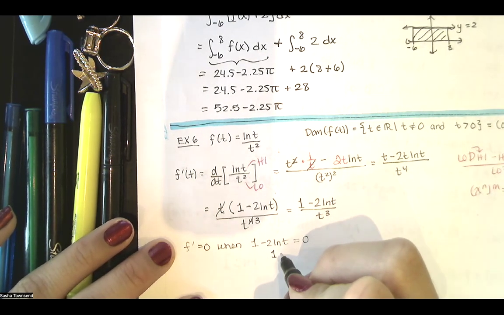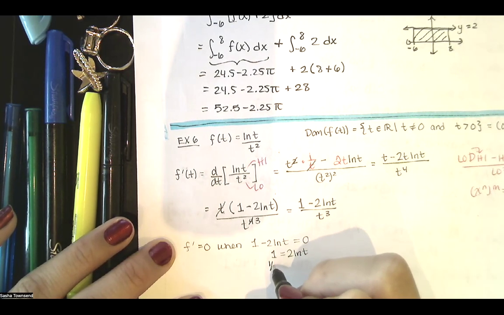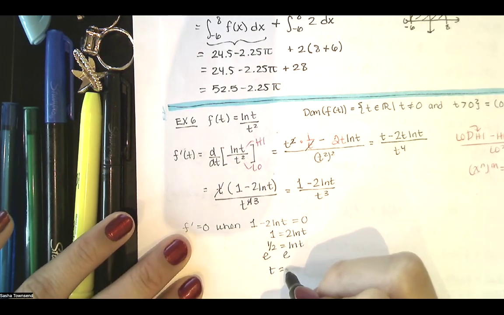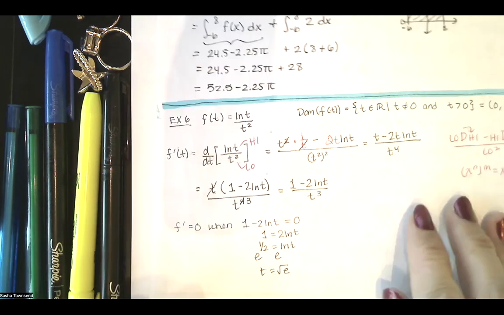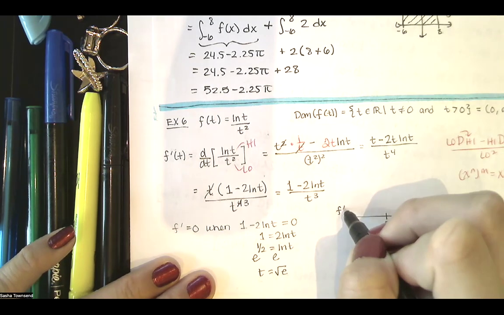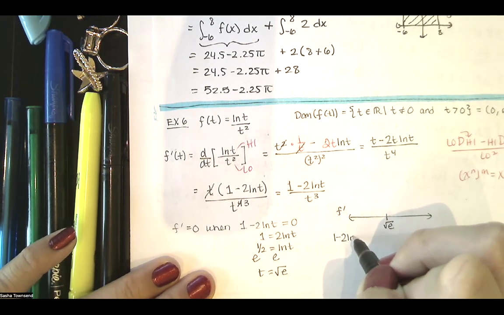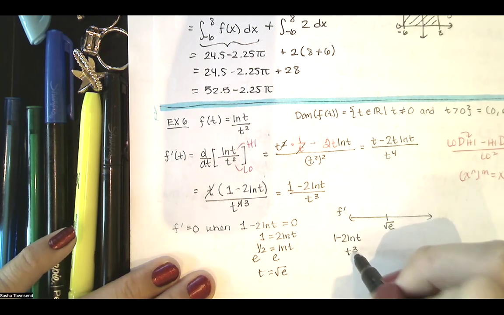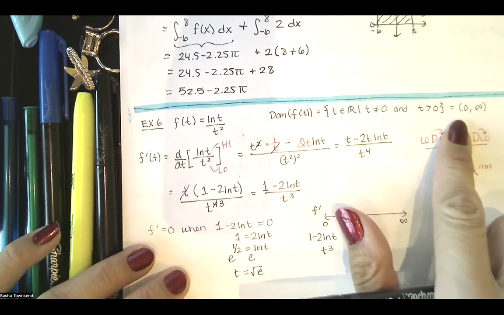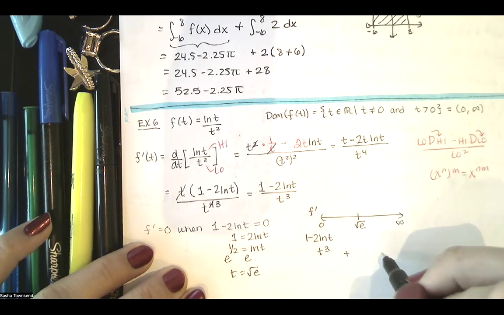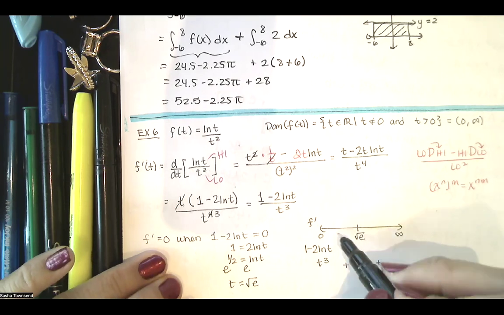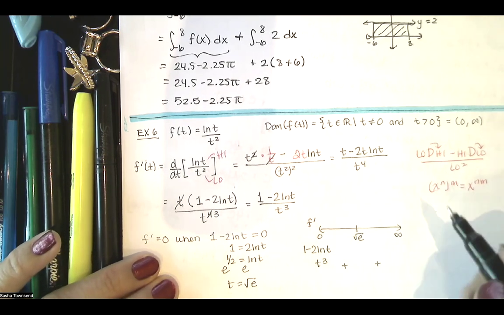And then we can add 2 natural log of t to both sides and then divide by 2. And then exponentiate. So t is actually the square root of e. So f prime is 0 at the square root of e. And f prime is this 1 minus 2 natural log of t divided by t cubed. And we're only interested in the interval from 0 to infinity, because that's our domain. Now, t cubed is always positive. This 1 minus 2 natural log of t does change signs at square root of e. We just have to figure out whether it's positive or negative to the left of square root of e.